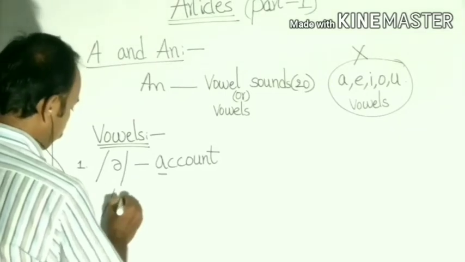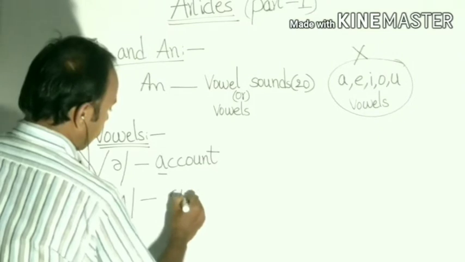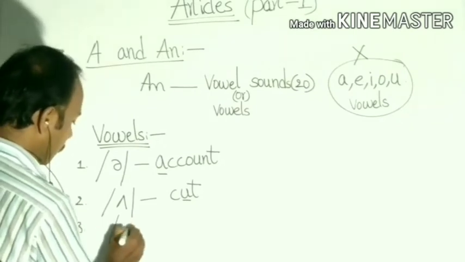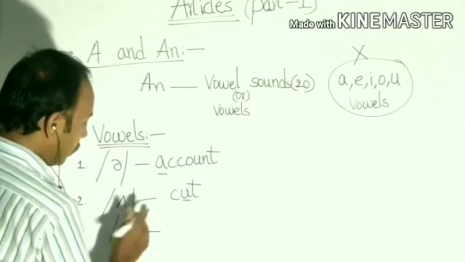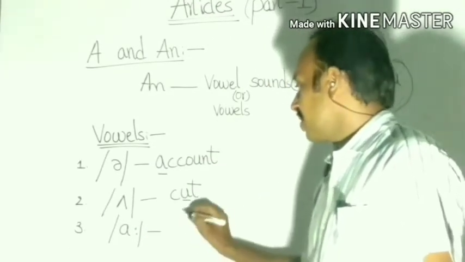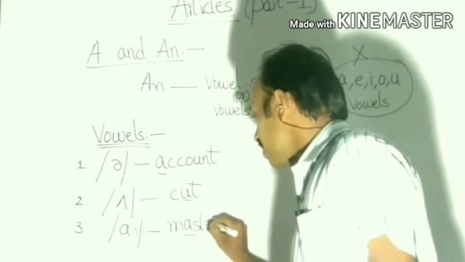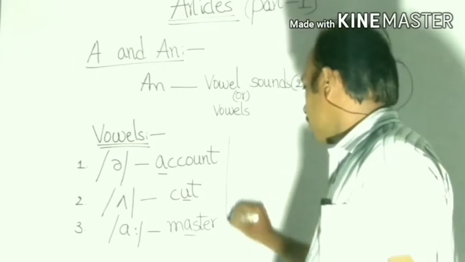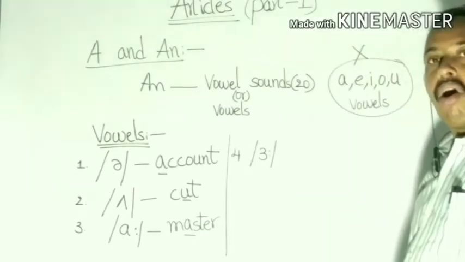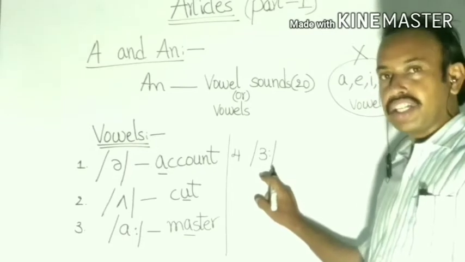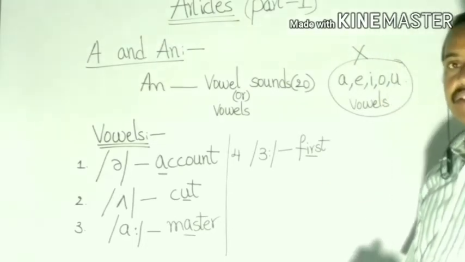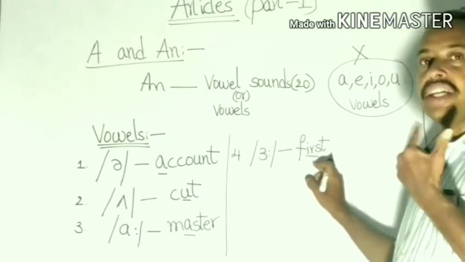The second one, as in cut. Here U is giving this sound. The third one, this colon indicates elongation, as in master. A is giving this sound. Next, the fourth one. Here is also an elongation. This is called deep sound in English pronunciation, and the example is first, not first, it is first with the deep sound.